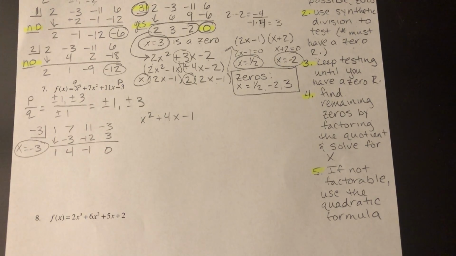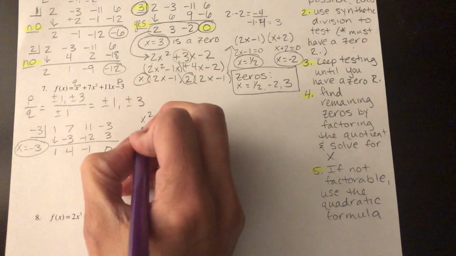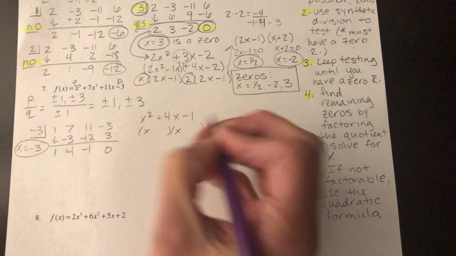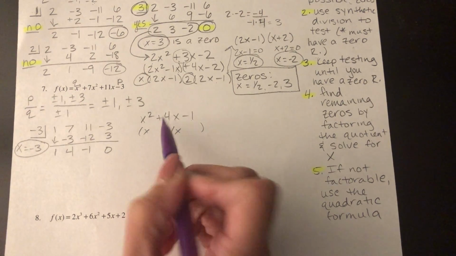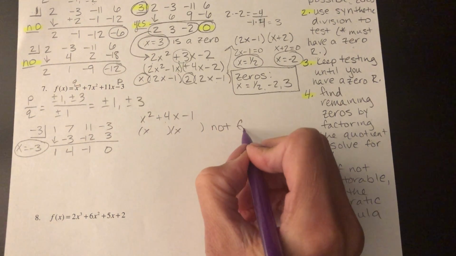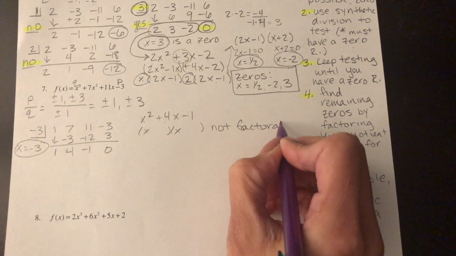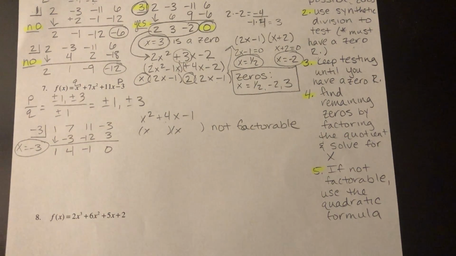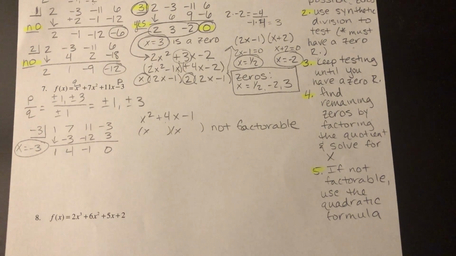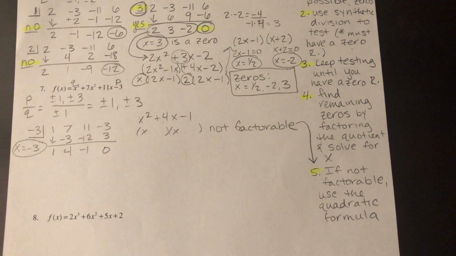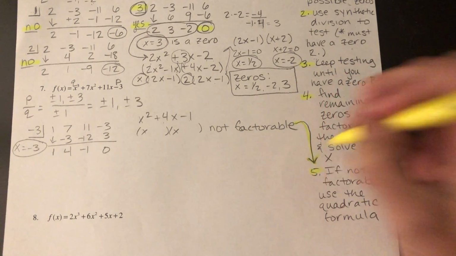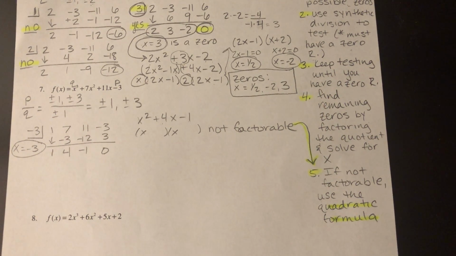But you'll try and you'll see, wait a minute. X and X, what are the factors of -1 that add to 4? Well, there's none. So this is actually not factorable. So what happens when you come to a quadratic that is not factorable? How can you solve for X? Well, you can, dun dun dun, use the quadratic formula. All right, so we're gonna have to use a quadratic formula here.